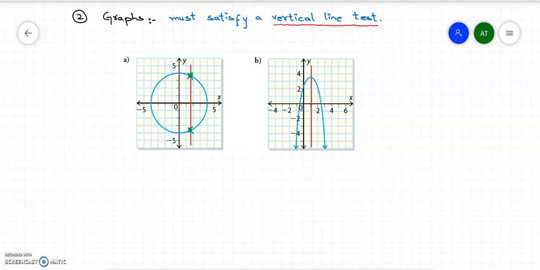In the second graph, it's a parabola. After drawing a vertical line, it cuts the curve at just one point, so the given graph is a function. So the first graph is a circle, which is not a function because it does not satisfy the vertical line test, and the second graph is a parabola, and it is a function because it satisfies the vertical line test. Let's move to the third way.